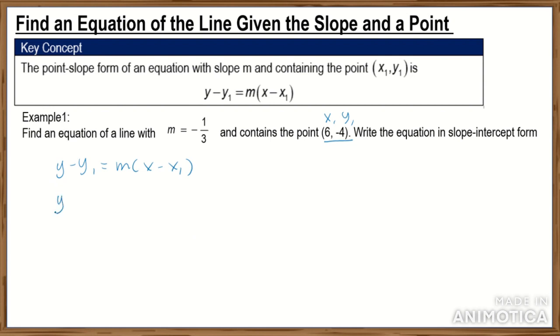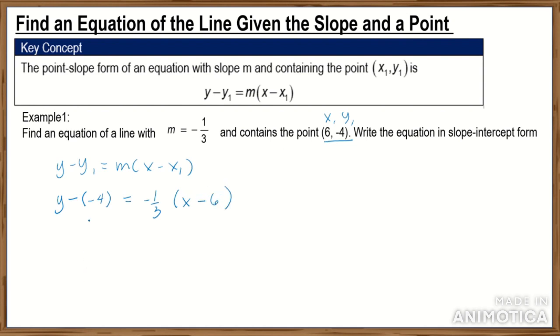Just copy y, then minus, our y sub 1 is negative 4, so enclose it in the parentheses because it's negative 4. Why are we doing this? This is to avoid confusion, because sometimes if you're not going to enclose it in the parentheses, we might forget to write the negative sign. Equals, our slope is negative 1/3, times x. Our x sub 1 is 6, so minus 6.